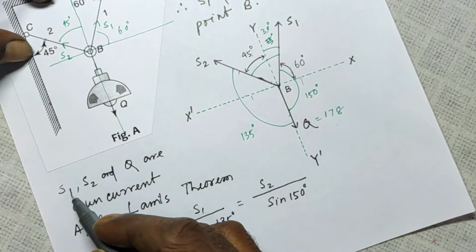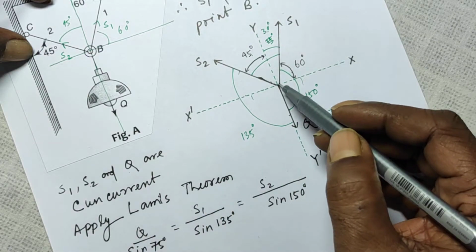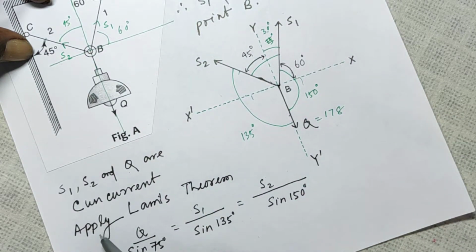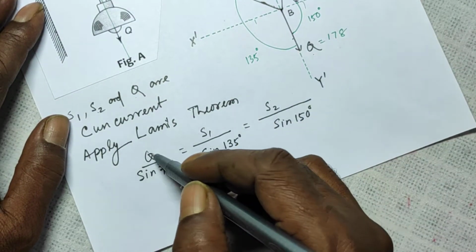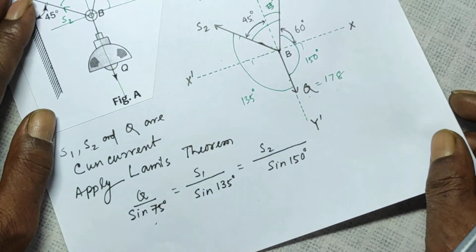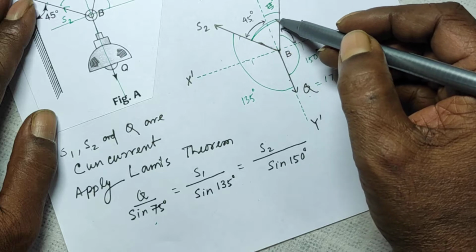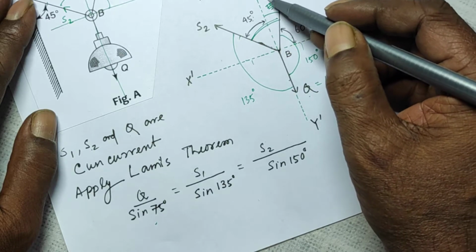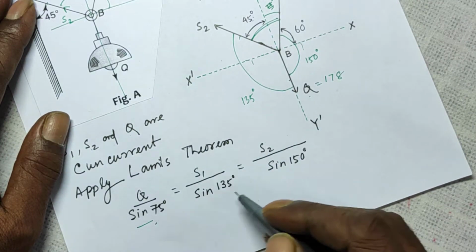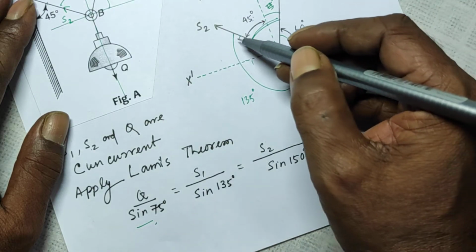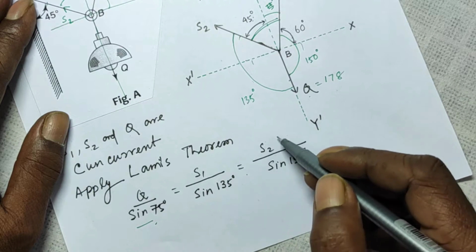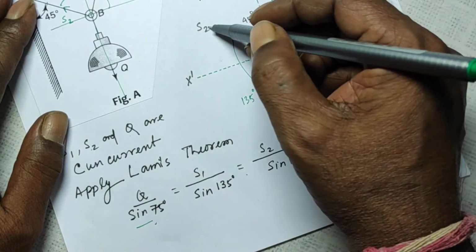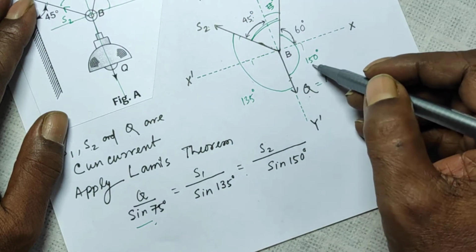So, since S1, S2 and Q are concurrent at point B, applying Lami's theorem, Q over sine of this angle, this is 75, 45 plus 30, sine 75, is equal to S1 over this angle, sine 135, will be equal to S2 over this opposite angle, sine 150.